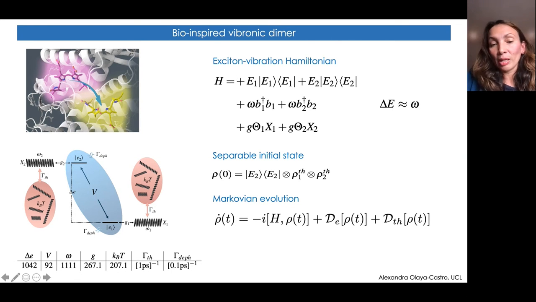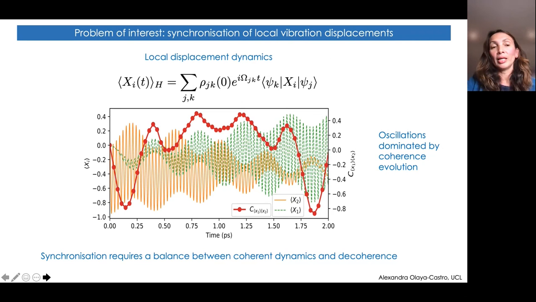So our model assumes a weak coupling interaction between our system and our environment. Our problem of interest is understanding the synchronization between the displacements, X1 and X2, of the vibrations associated with the excited states of these chromophores that are interacting via dipole-dipole interaction. To understand what synchronization requires, the first thing we did was imagine that we have no decoherence processes in the system. So you only have coherent interactions between the electronic degrees of freedom and those vibrations in the excited state, and we're interested in the correlation between the displacements of the two vibrations.